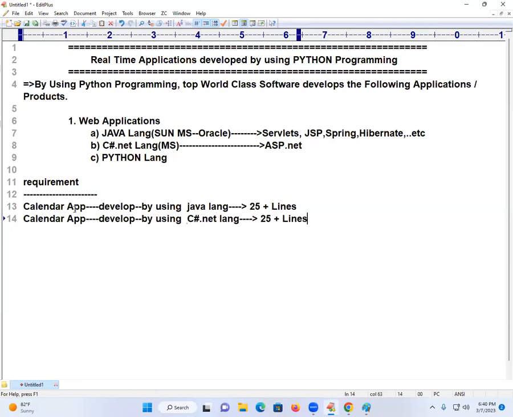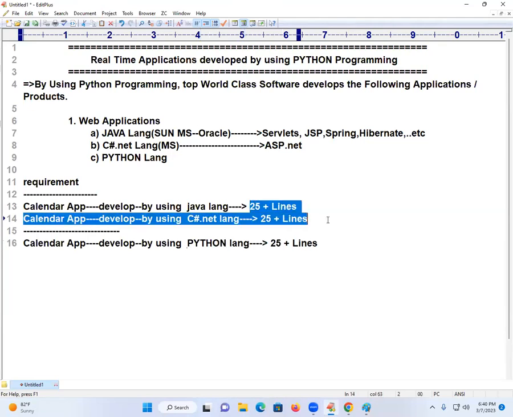C#.NET application, almost similar lines of code it will take. But when we come to Java language, when we come to Python language, this is what you need to observe. A non-technical person cannot write this 25 lines of code. Even a technical person doesn't know how to write the coding.